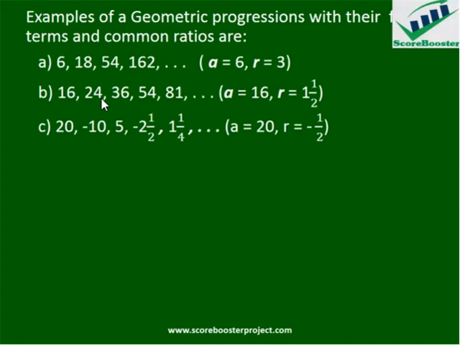So we'll move to the third example: 20, minus 10, 5, minus 2.5, 1 and 1/4, and so on. Here, the first term is 20, that is the first number in the sequence. So to get the common ratio, you divide the second term minus 10 by 20 to get minus half, or you divide 5 by minus 10, or you divide minus 2.5 by 5, and so on. So here we have a unique common ratio which is minus half. Therefore, this particular sequence is a geometric progression with first term A equal to 20 and the common ratio equal to minus half.